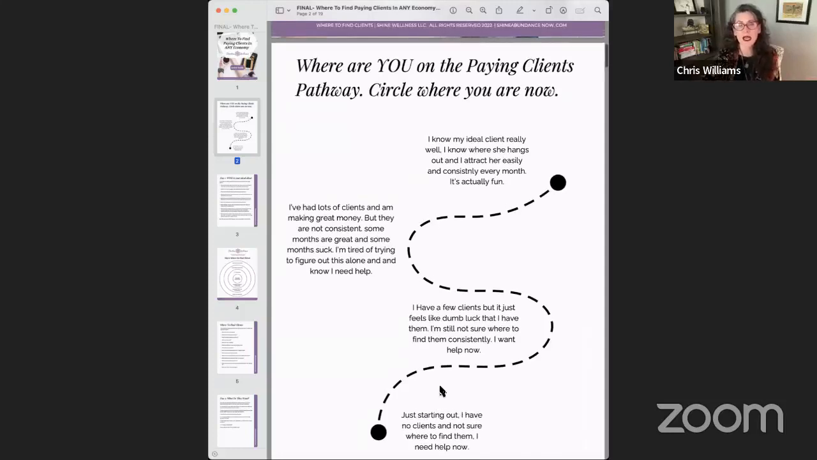And the last step is I know my ideal client really well. I know where she hangs out and I attract her easily and consistently every single month. It's actually fun. Anybody there?